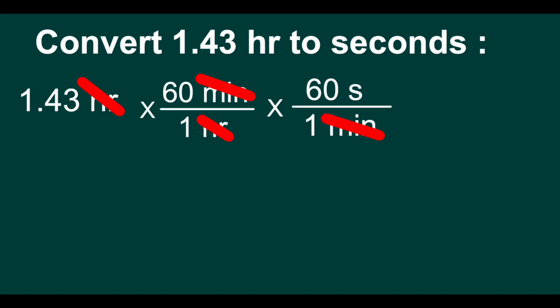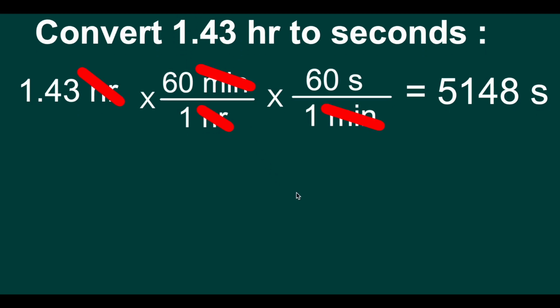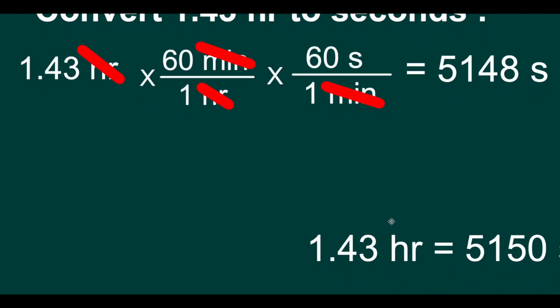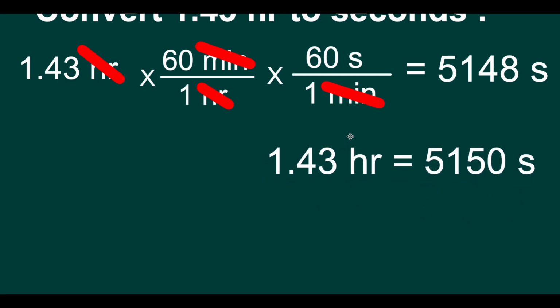So the rule with multiplying fractions is multiply the tops together, multiply the bottoms together. 1.43 times 60 is equivalent to 5,148, and the unit would be seconds because that's all that's left over. The question only has 3 significant digits as the data, so my final answer can only go to 3 significant digits, which means if I was to round that to 3 sig digs, 1.43 hours would be equivalent to 5,150 seconds.